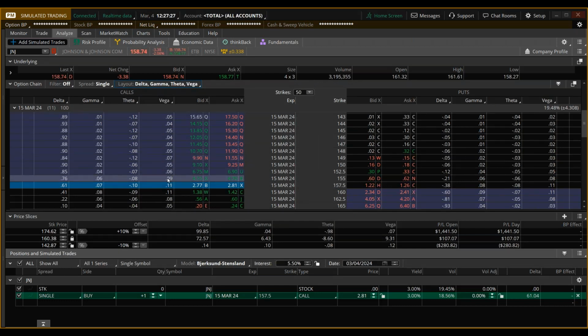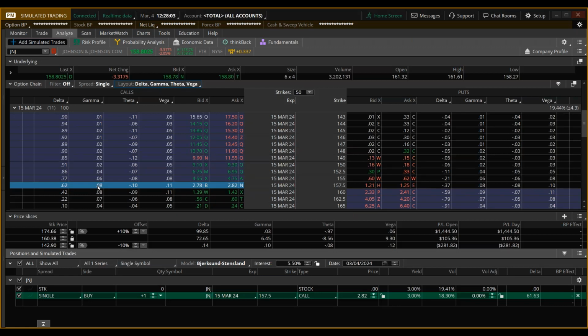I'm going to compare delta and vega, hopefully so that this makes it easier to understand. If you buy this 157.50 call, you're going to have a delta, let's follow that over here, of 61. It has a gamma of 8. We're just going to ignore the gamma factor right now.